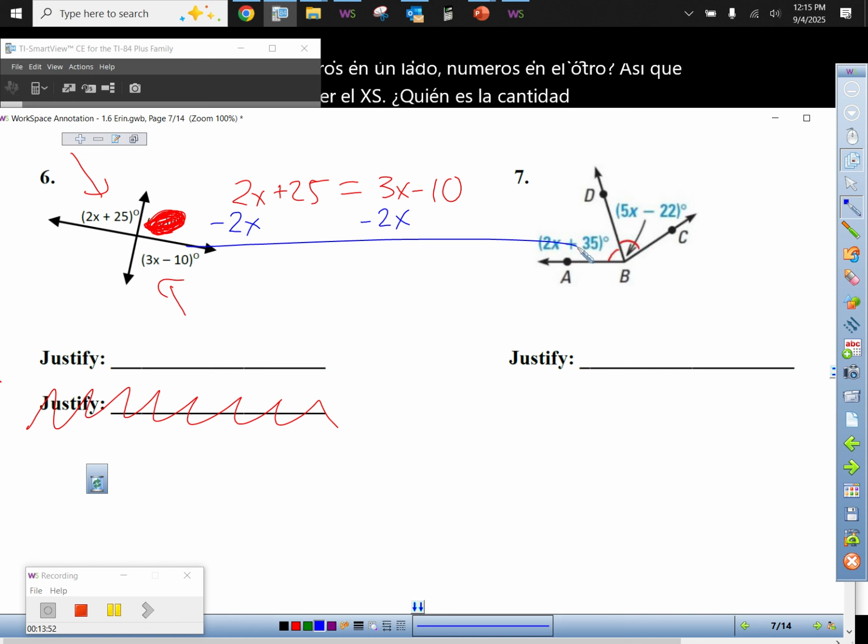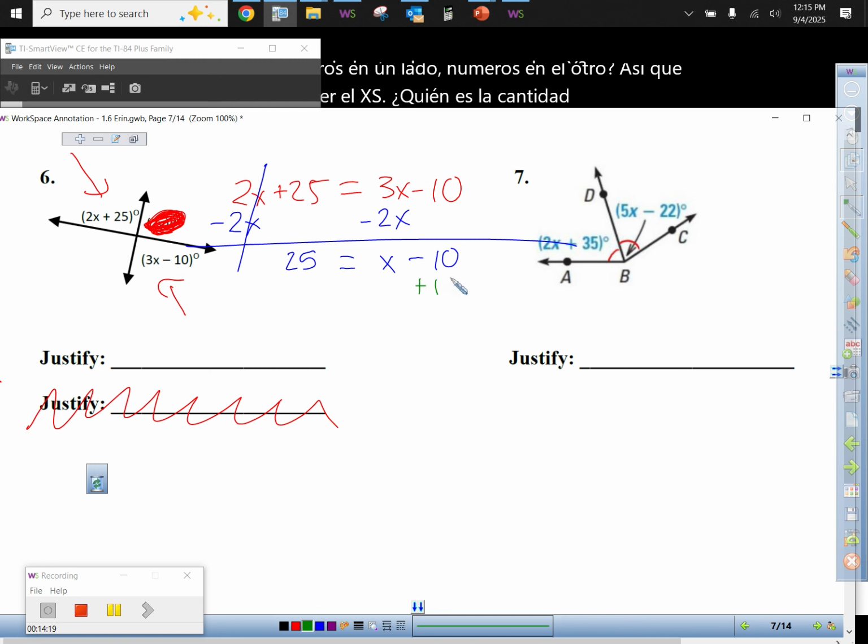I'm going to show them for the people's benefit. But we're only going to move the x's. Those go away. 25 comes down. Equals comes down. What is 3x take away 2x? 1x. Minus 10 still there. Now, to solve for x, how do you get a minus 10 over to the other side? Yeah, add 10 to both sides.